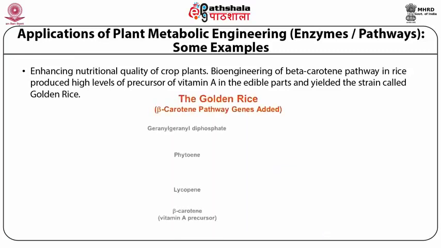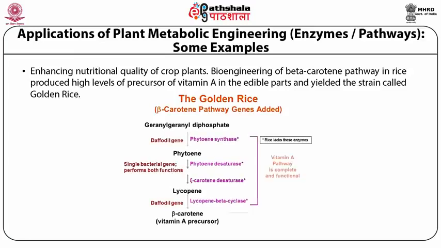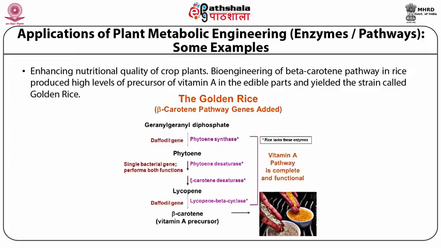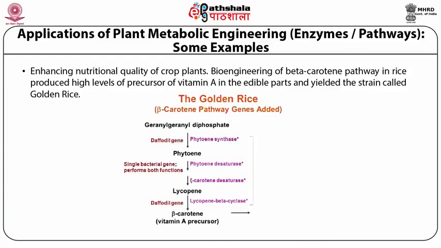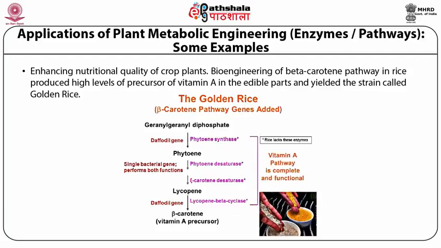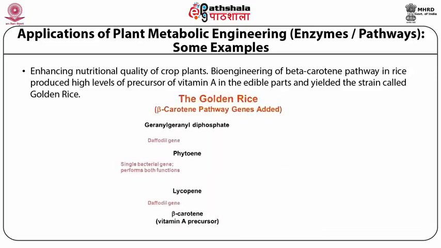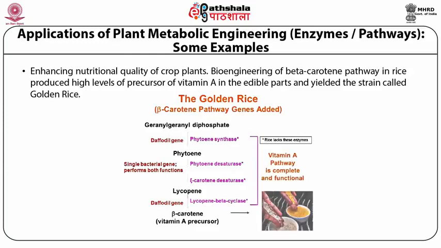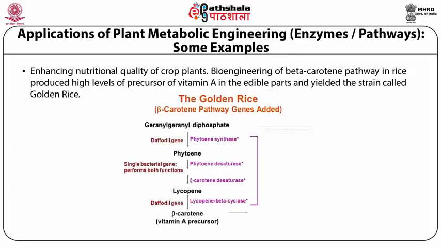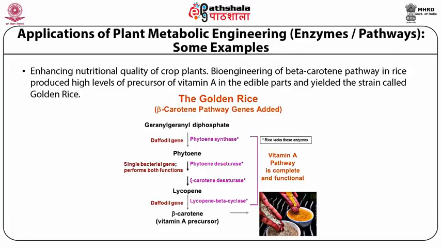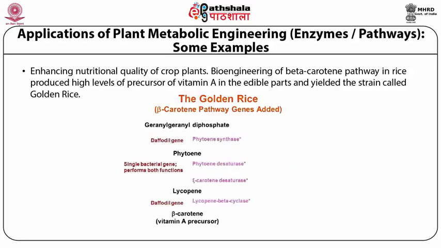Poor children, due to lack of vitamin A, go blind at an alarming rate. So, scientists in the later part of the 1990s developed a procedure to fortify rice with vitamin A by incorporating the genes necessary for beta-carotene production. Initially, they used 4 different genes, which are listed here: phytoene synthase, phytoene desaturases, and lycopene beta cyclases, for conversion of geranyl diphosphate into beta-carotene, a vitamin A precursor, in rice.